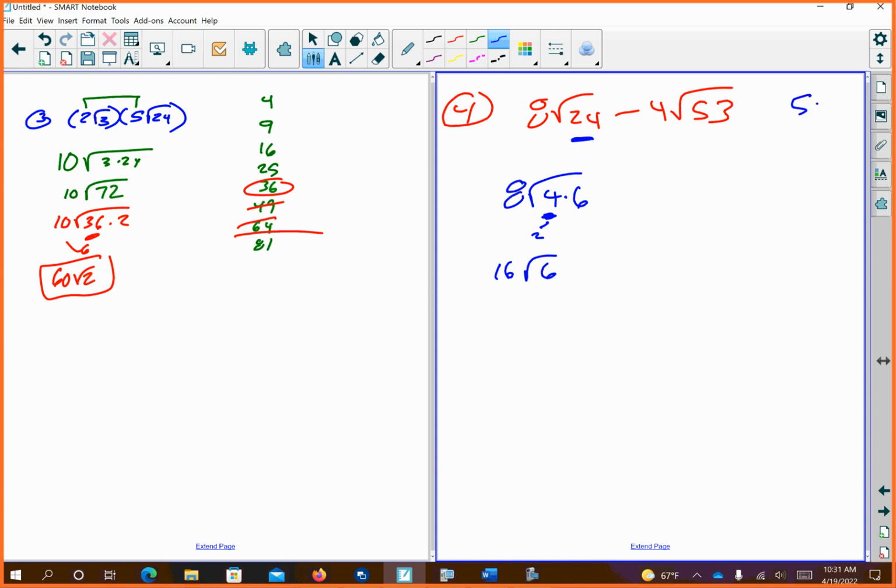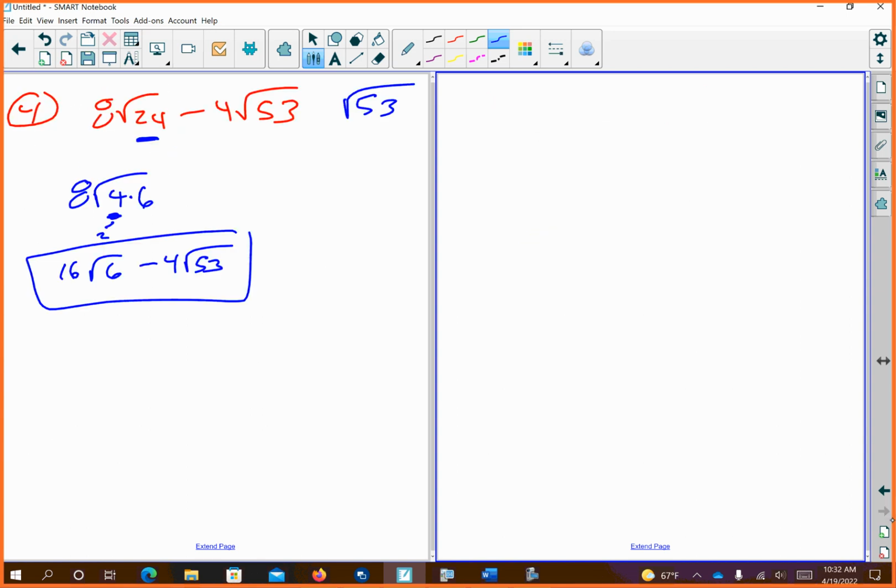Root 53, let's see, 53, 1 goes into it, but that doesn't help us. 2 doesn't, 3 doesn't, 4 doesn't, 5 doesn't, 6 doesn't work. 7 times 7 is 49. No. Kind of a silly problem. That's as far as I can go with that problem. You can only break down the first part. You can't break down the second part. Okay, so problem number 4 is on the left side now.